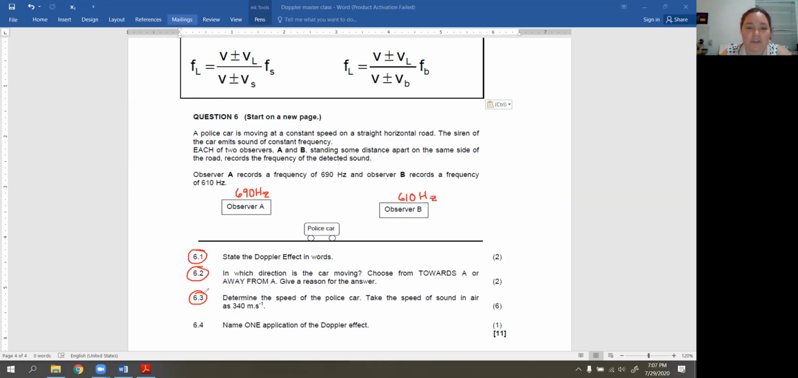And then lastly over here, name one application of the Doppler effect. All right, I'm going to pause it and I'm going to ask you to do all of those in one go, and then we will compare answers in just a second. All right, go for it.